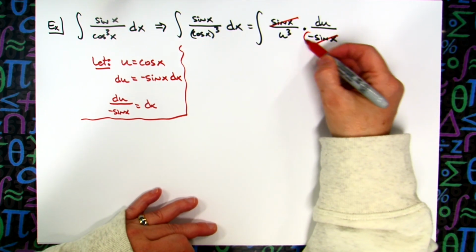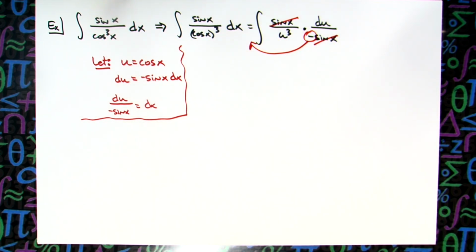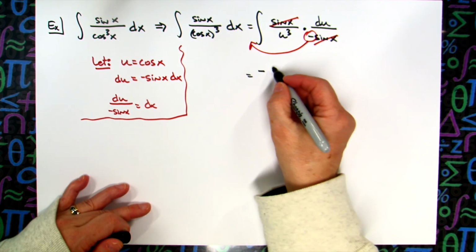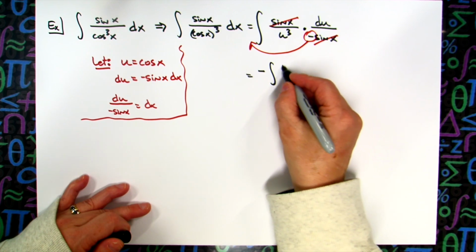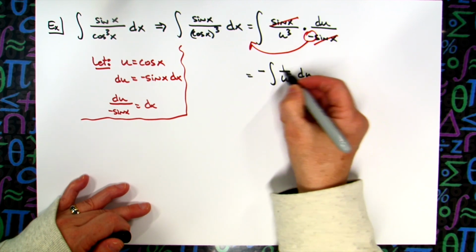I've got this little negative that you can't forget or lose. It needs to come out in front, or that I would recommend you bring it out in front. It's going to make it easier. So negative out in front, we'll have an integral. All right, since we're here still at the beginning, let's make that a 1 over u to the third du.